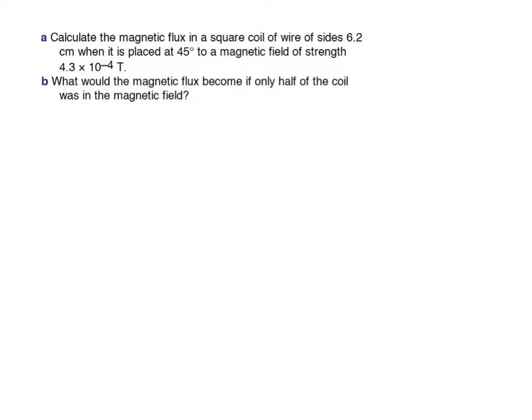Okay, so let's try this simple question. What is the magnetic flux in a square coil of wire size 6.2 centimeters when it's placed at 45 degrees to a magnetic field strength of 4.3? Heavens. Well, have a go at that one.